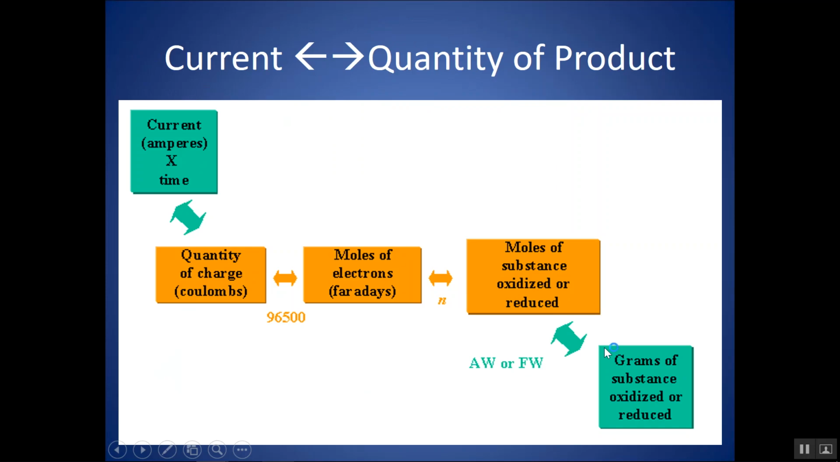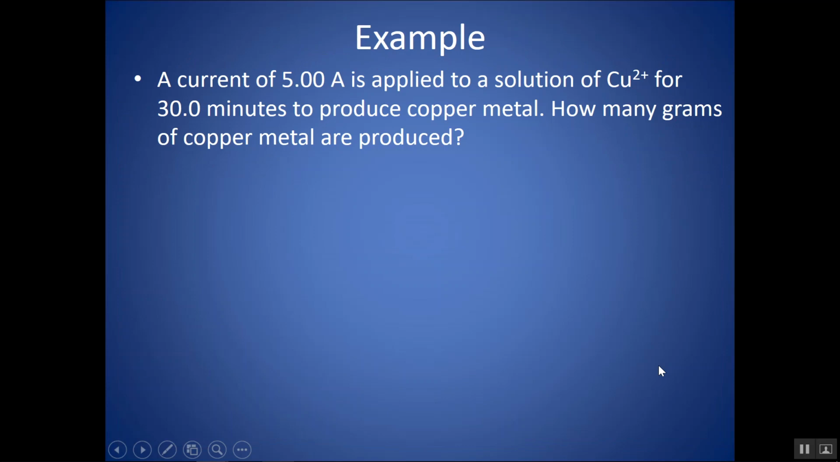So this is a flow chart showing that if you have your current and time, you multiply them together, you get your charge. You can then use Faraday's constant to change into moles of electrons. You can then use your stoichiometry to change into the moles of your substance. In that case, it was copper. And then you could just use your molar mass to change it into grams. So let's look at an example.